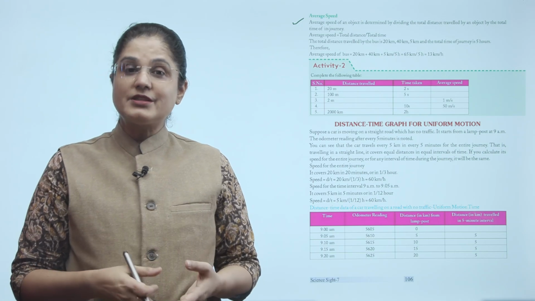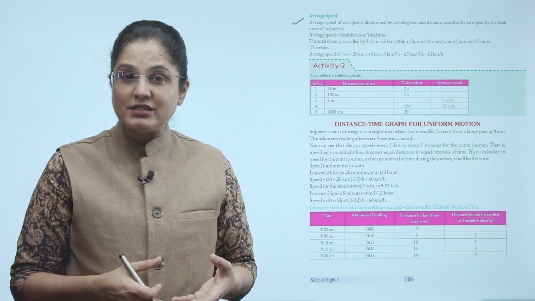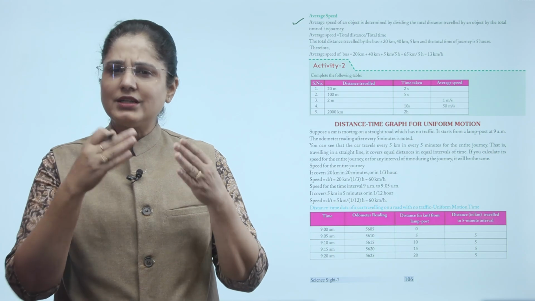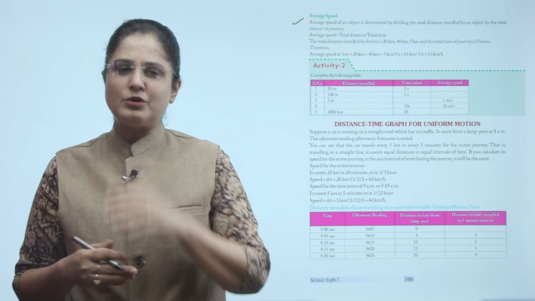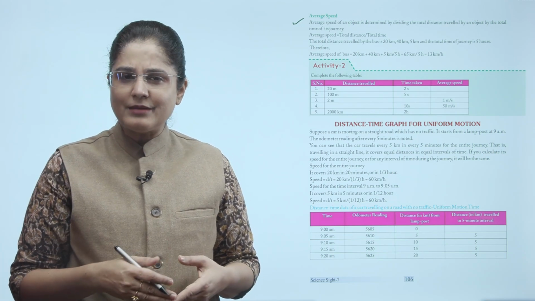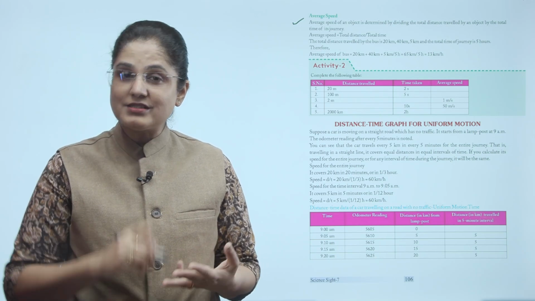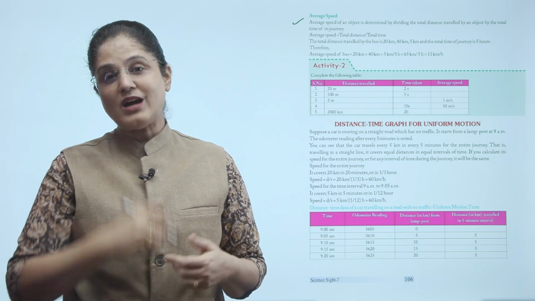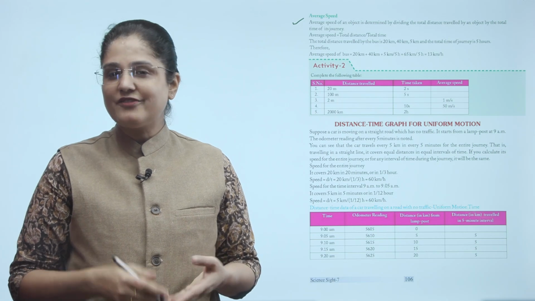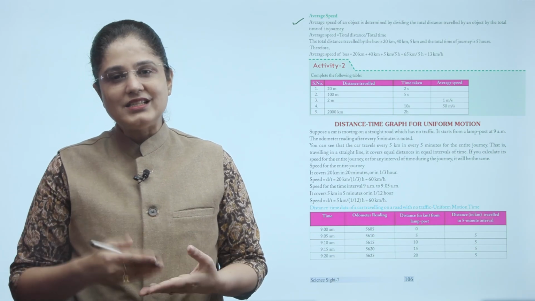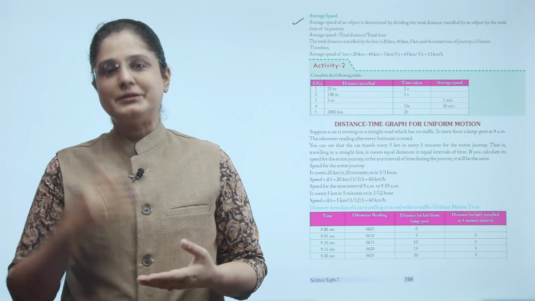The total distance traveled by the bus is 20 kilometers, 40 kilometers, 5 kilometers, and the total time of the journey is 5 hours. So the average speed becomes 20 plus 40 plus 5 kilometers divided by 5 hours. This is equal to 65 kilometers by 5 hours, and this is equal to 13 kilometers per hour.